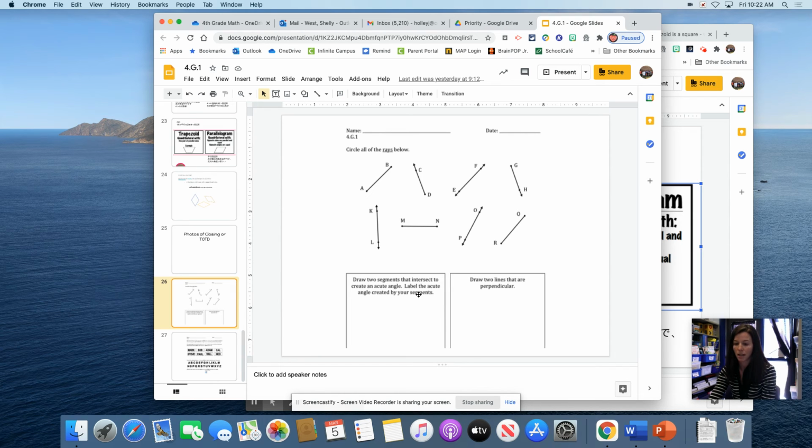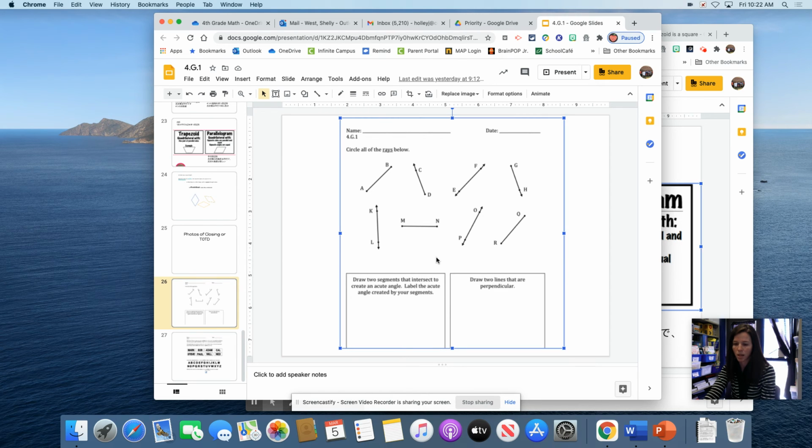created by your segments. So what it means by label is, my name's Miss Holly. I have a name. And all of these different lines, line segments, rays have names. So that would be, for example, right here, that is line segment MN. So make sure that you label it and give it a name. And then draw 2 lines that are perpendicular. I'm going to link to videos that talk about perpendicular, parallel, and acute, obtuse, and right.